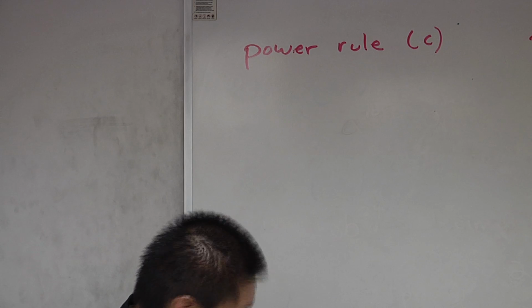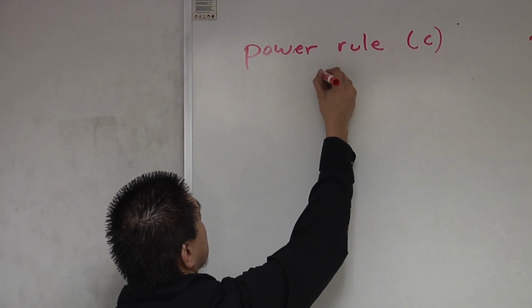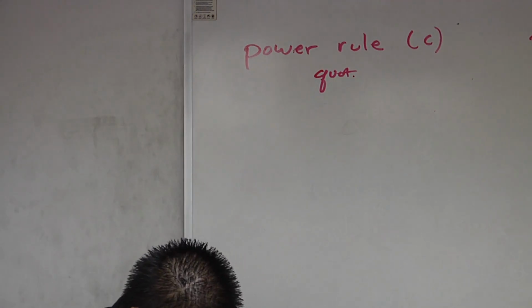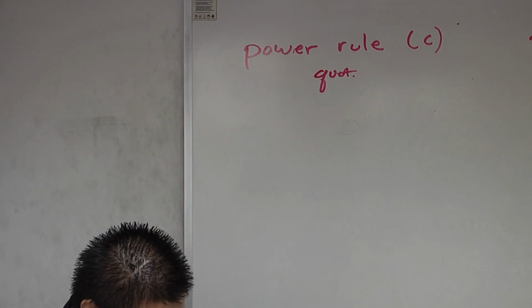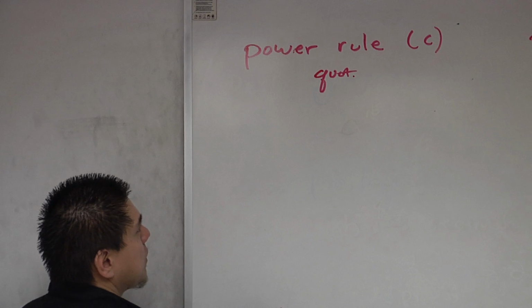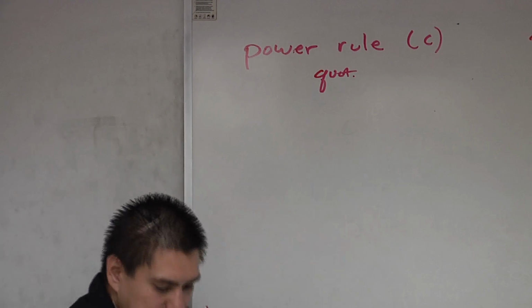So this power rule is our quotient rule. I'll just abbreviate that, but it's pretty much division. We have one for multiplication and one for division, which is our quotients. Is that the quotient rule? Yeah, it's pretty much the power rule for quotients, division.